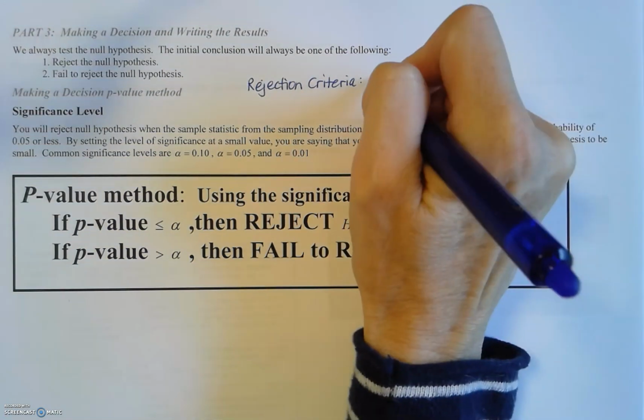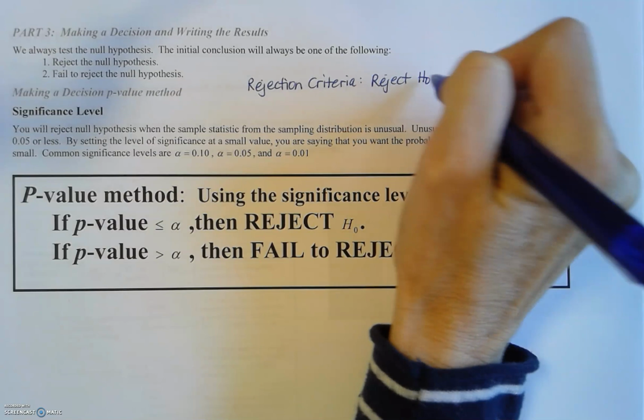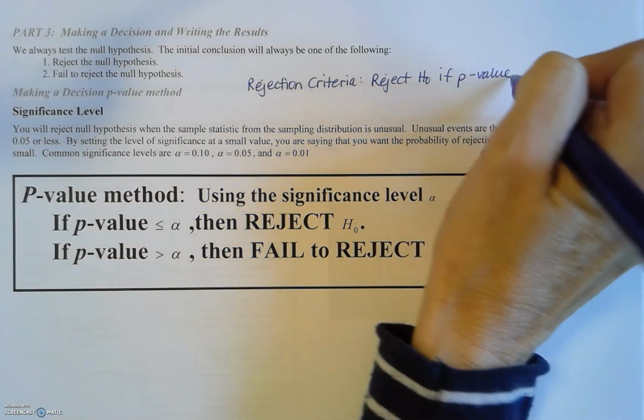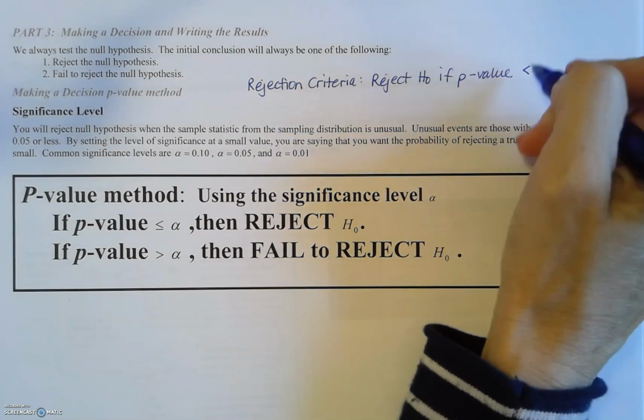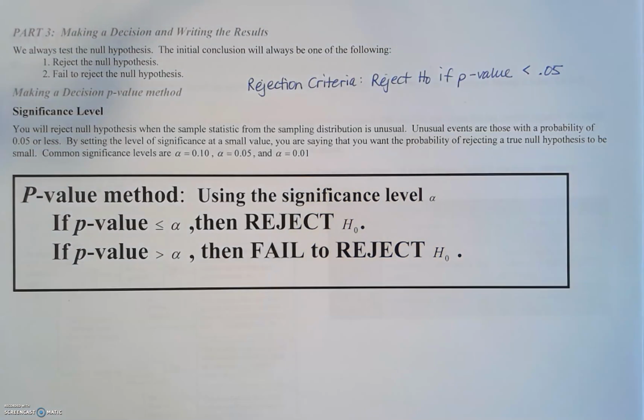We're going to reject the null if our p-value is less than or equal to 0.05. Remember, 5%, less than 5% is considered unusual. So that's why we're going to say less than or equal to 5%.